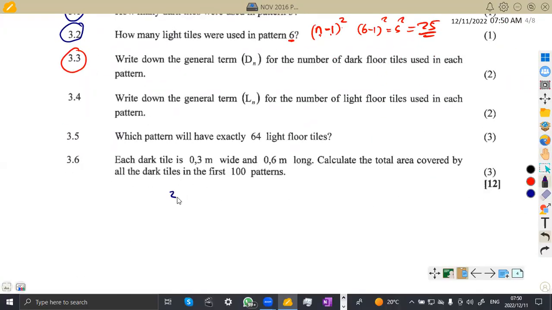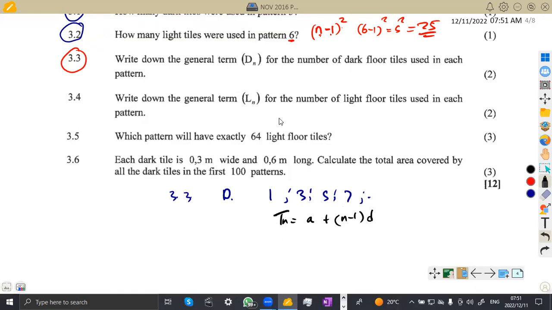So let's just do it here. This is 3.3. All right, so for the dark tiles, we have got 1, 3, 5, 7, and so on. This is the pattern that we are having. So we saw that there's a difference of 2 throughout, which means this is a linear pattern. And we know that for a linear pattern, Tn is equivalent to A plus n minus 1 times d. Yes, there are so many ways that you can use, but that's the easiest way that you can have. Where A is the first term, n is the number of terms, then d is the common difference.